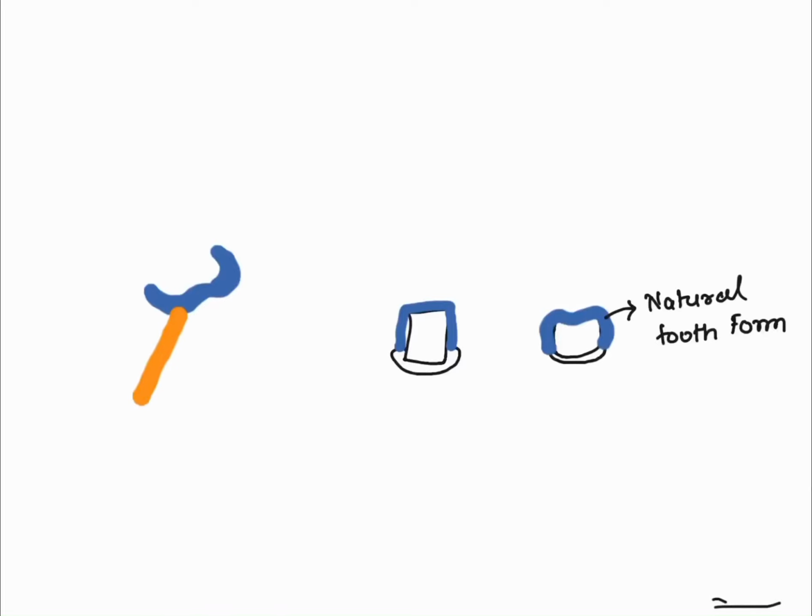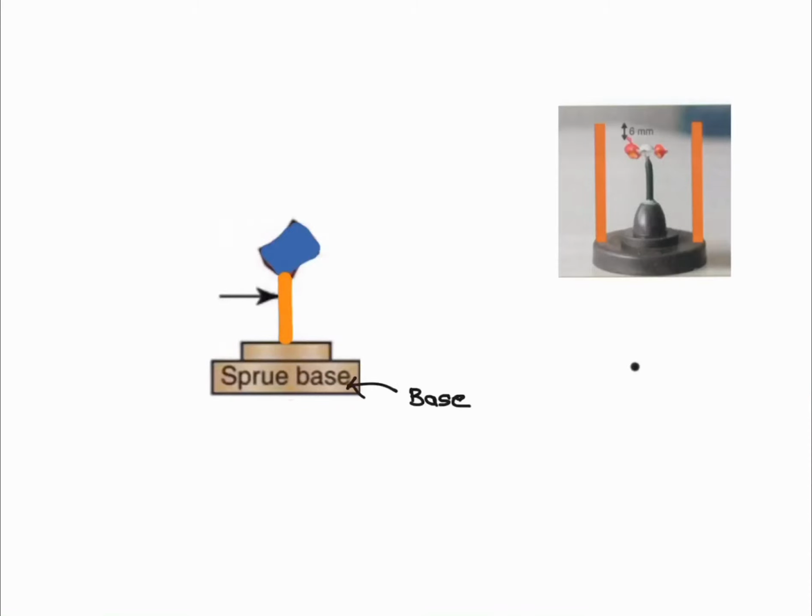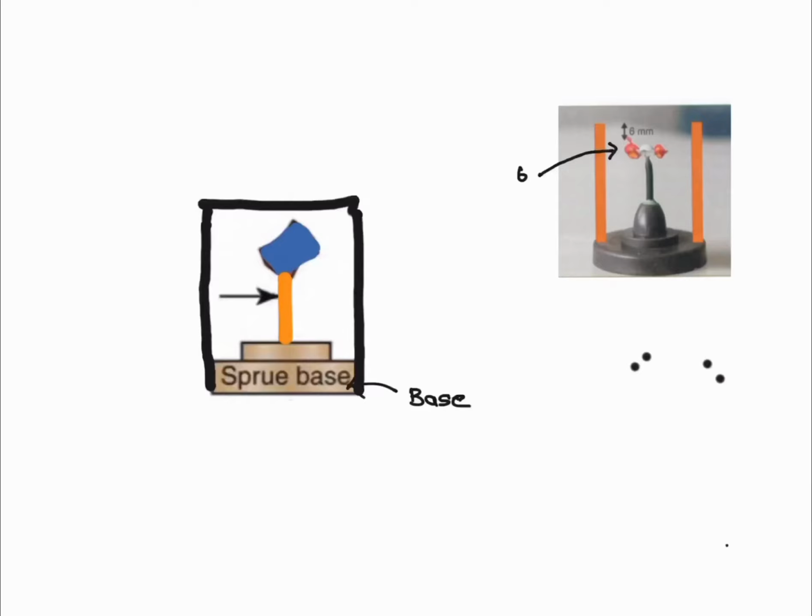And we'll attach a sprue to the thickest part of the wax pattern. Sprue can be hollow or solid. It can be made with wax, plastic or metal. We will place the pattern on a sprue base. Over the sprue base, we will place the casting ring. Our pattern must be at least 6 mm from all sides.